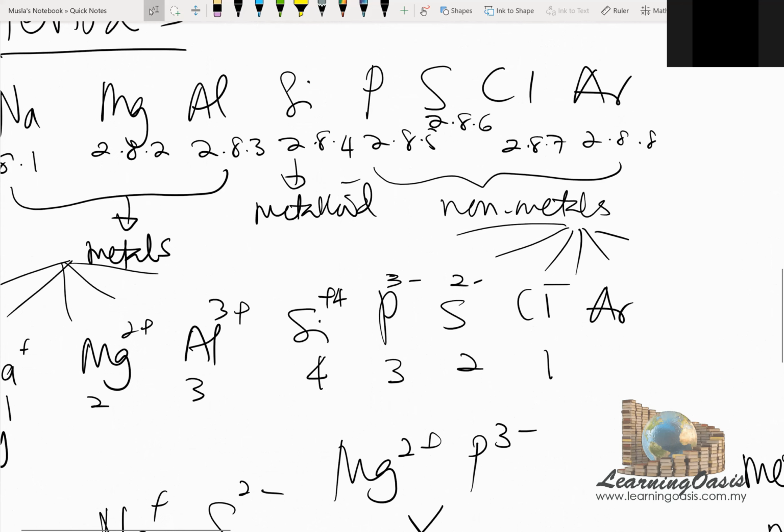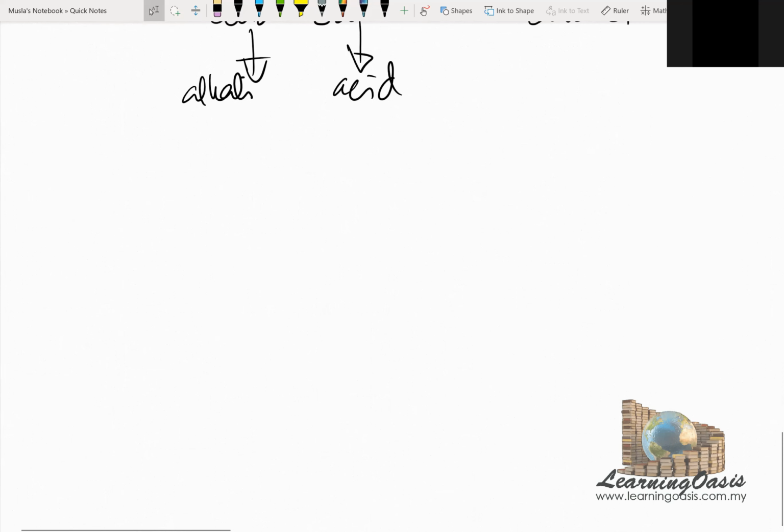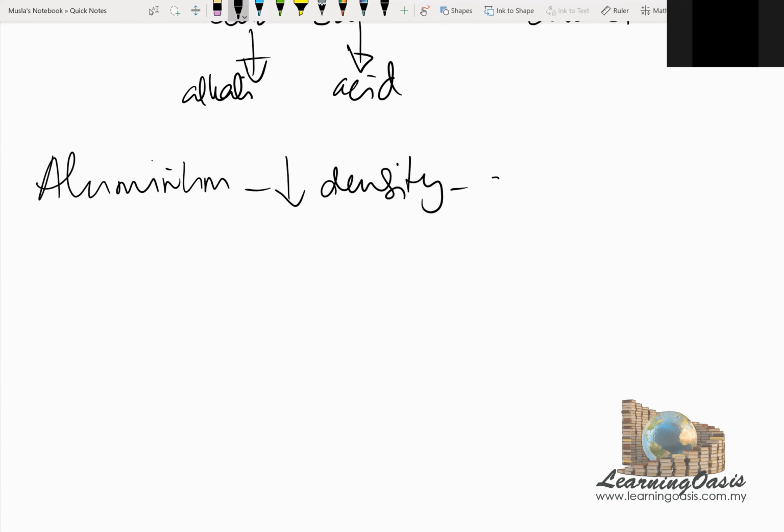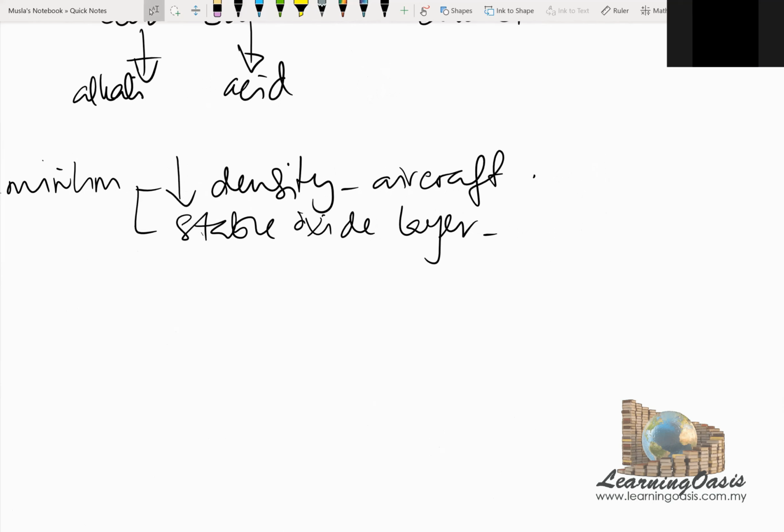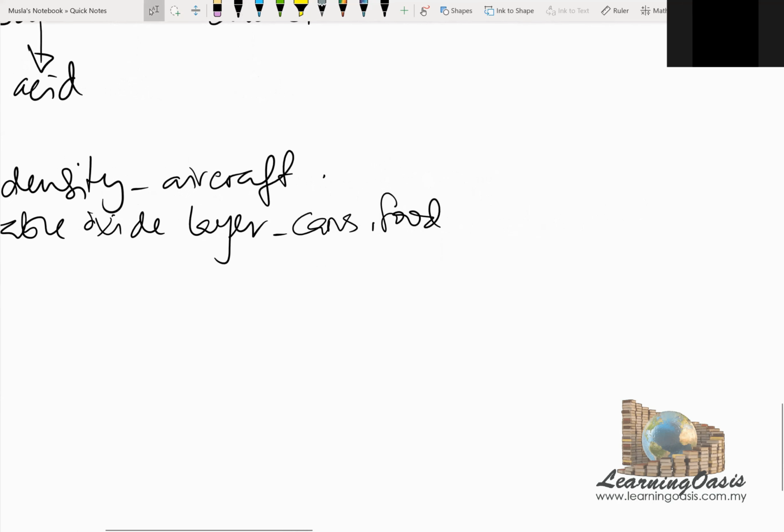Now, you okay with that? And why is it that aluminum is used as aircraft? It has low density, so you use it for aircraft, right? What else? It has a stable oxide layer, so you use it as what? As canned drinks, and then as food container. Tupperware. Yeah.